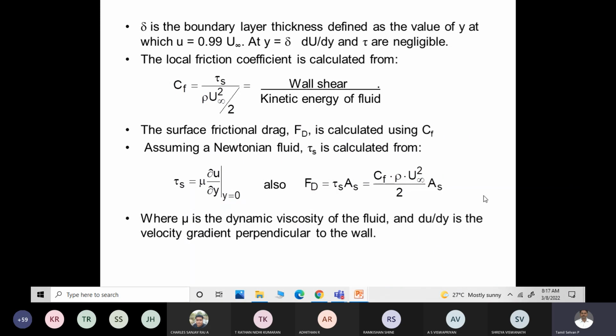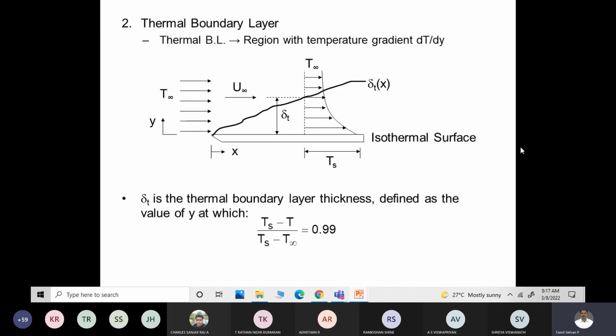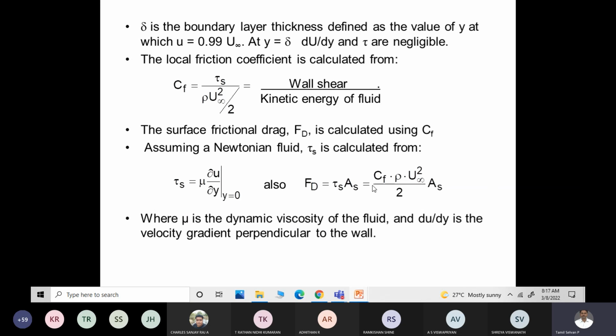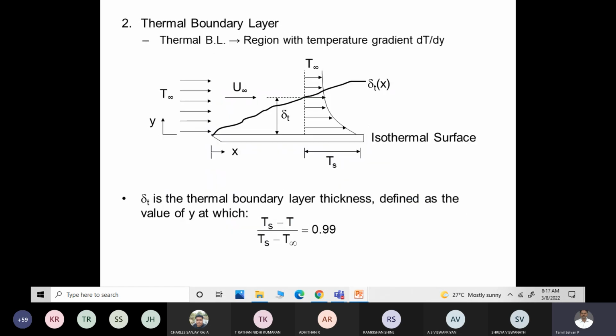Okay, and then the drag force is also calculated by tau s into As. With this formula we can easily calculate it, and usually mu is taken as the dynamic viscosity of the fluid, and du by dy is the velocity gradient perpendicular to the wall. Of course, we have discussed the velocity boundary layer concept and thermal boundary layer concept.